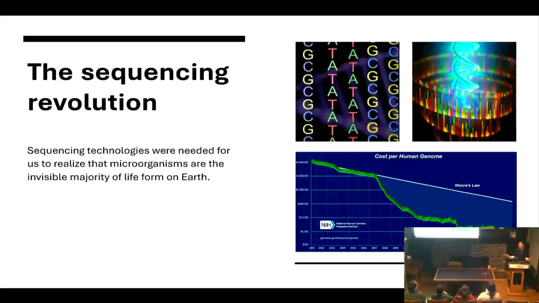So we didn't actually know they existed until we found another way to prove their existence effectively. And this is where the sequencing revolution comes in. It's a huge deal in our field, and it's not necessarily the discovery of DNA like people probably have been told before. It's actually happened a lot later than that.